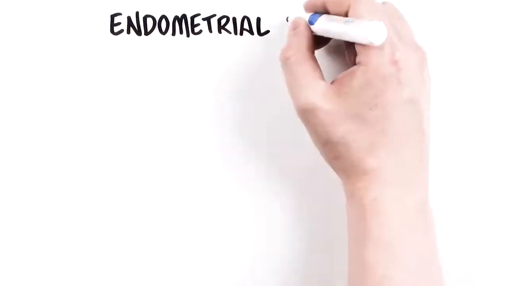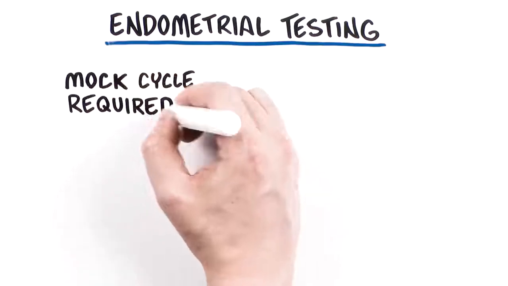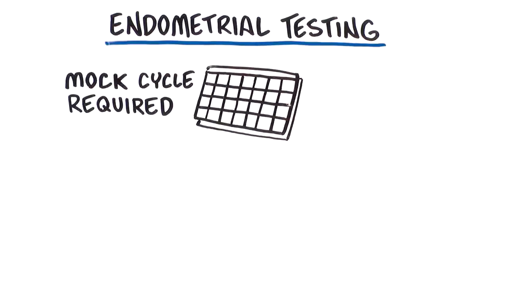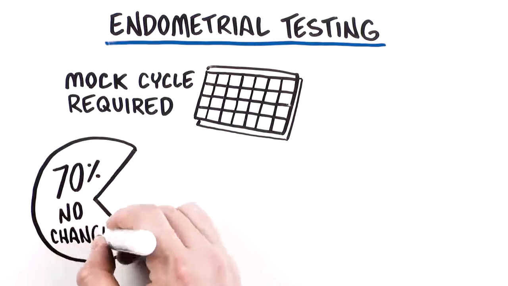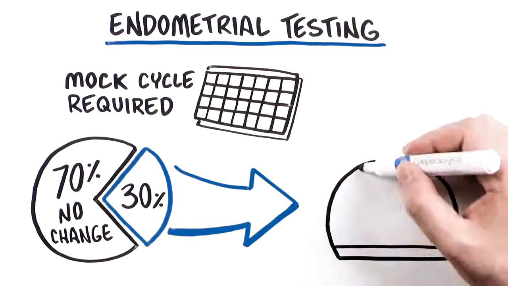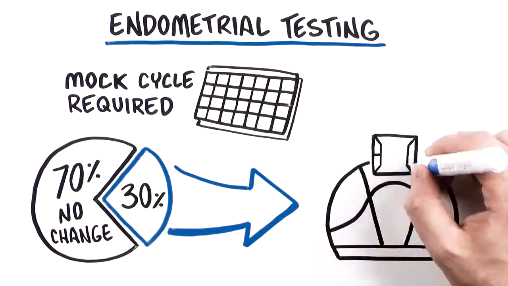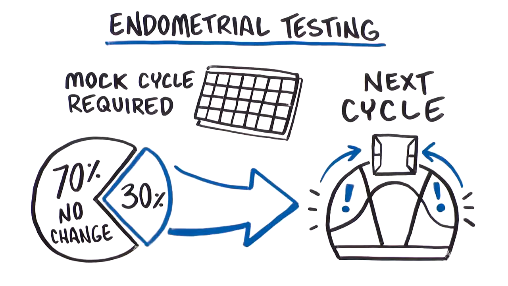While endometrial testing may increase the chances of successful embryo implantation, a mock cycle is required for the endometrial biopsy, which will delay the embryo transfer cycle. Although around 70% of cycles dictate no change, approximately 30% of cycles do indicate a change in transfer protocol. Knowledge regarding the optimal window of implantation will inform the embryo transfer timing for the next cycle.